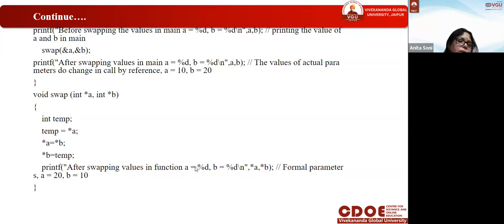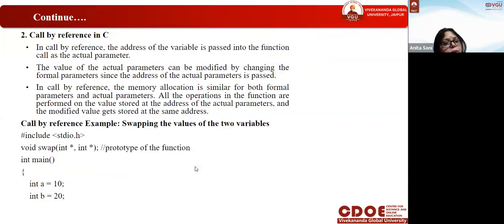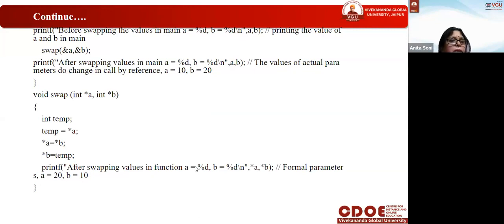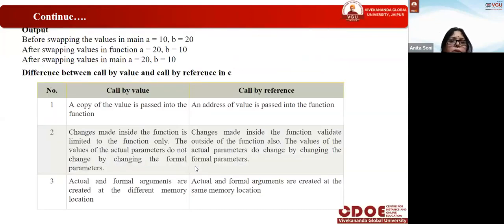Once you print A and B after the swap, it will show you 20 10. Even in call by reference, when this function comes back inside main, after the swap, it will show you 20 10. In call by reference, values get modified, but in call by value, they do not get modified. So this is the difference between call by value and call by reference.